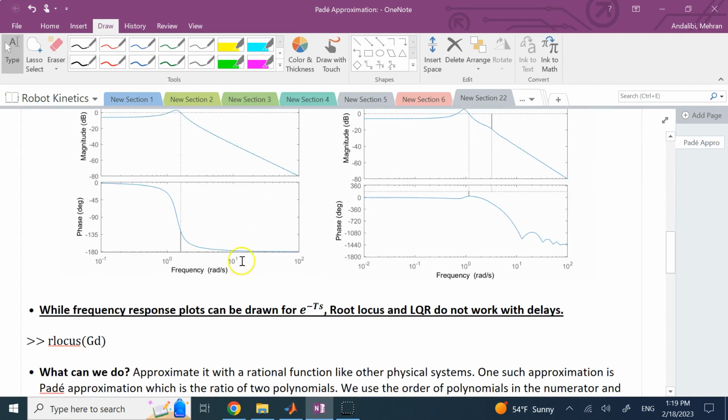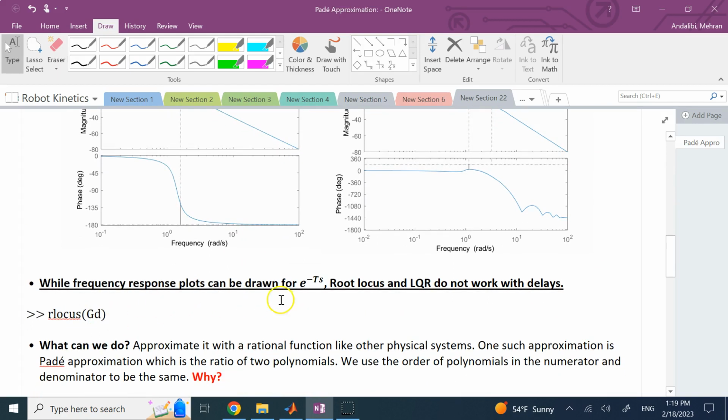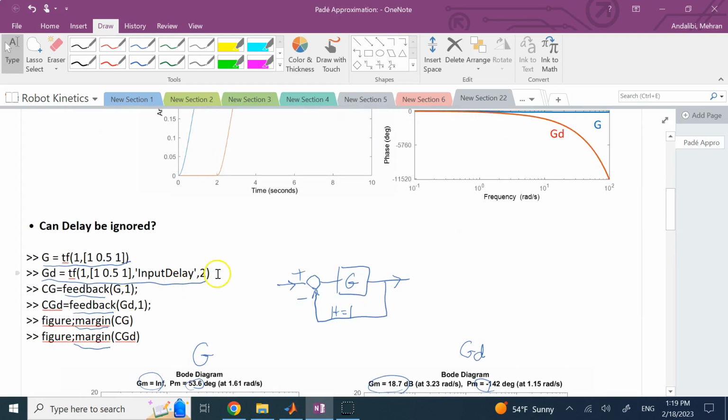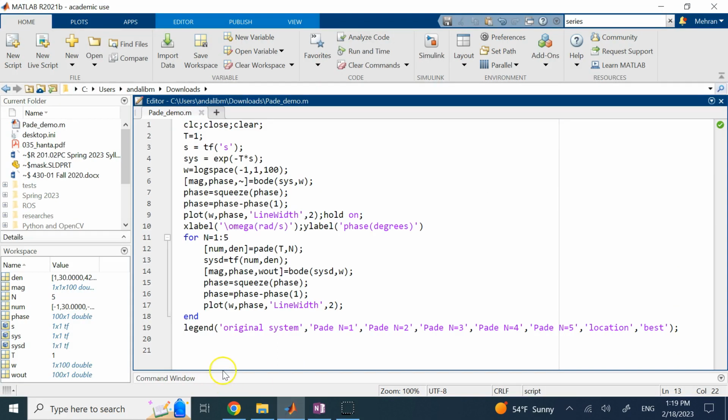But unfortunately, if you try to do a root locus for the system with delay, or you try to design an LQR controller, right? You want to do any optimal design or anything, even robust control, the commands that you have over there, they are not going to work, okay? So if you want to see, just go ahead and type in this command rlocus for that GD, and you're going to see that MATLAB is going to give you an error and say, hey, sorry, I'm not going to be able to work with that.